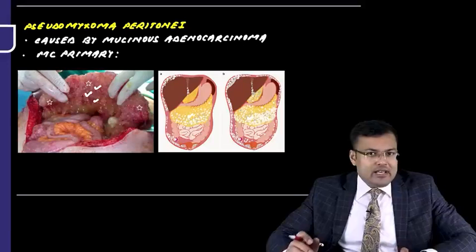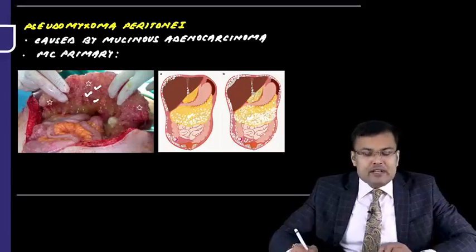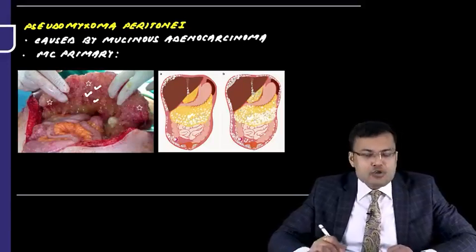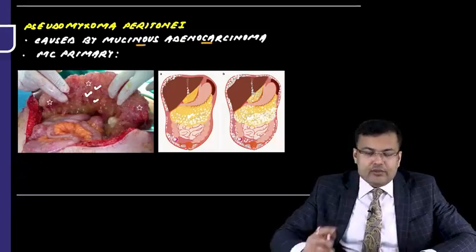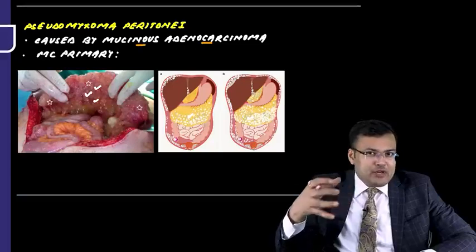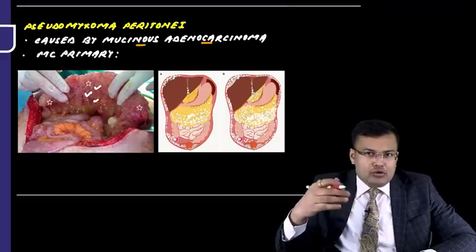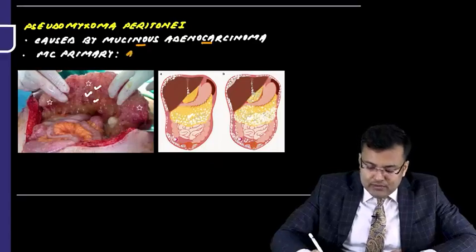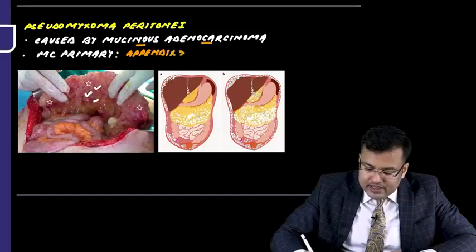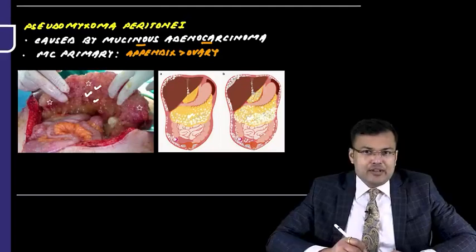In both of these images, you can see that the peritoneum is filled with a jelly-like substance. What is the name of this condition? This is known as pseudomyxoma peritonei. It is caused by mucinous adenocarcinoma, and when this mucinous adenocarcinoma ruptures, it causes pseudomyxoma peritonei. What is the most common primary? The most common primary is appendix followed by ovary.